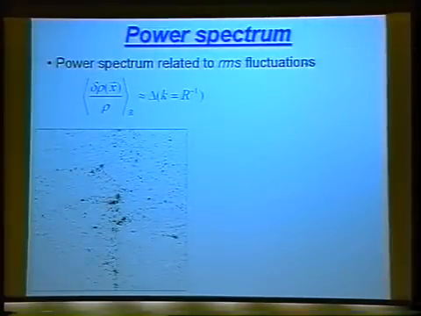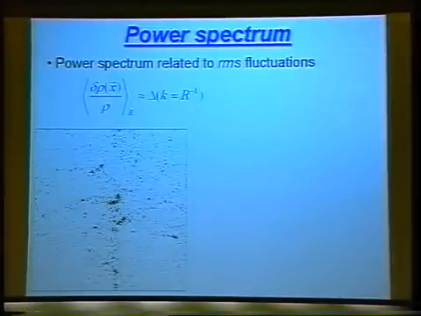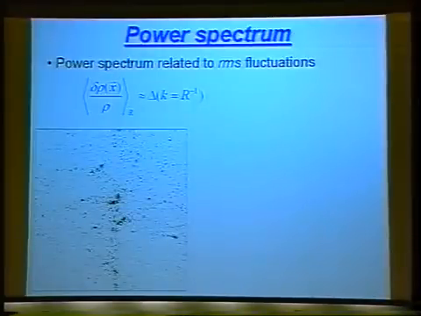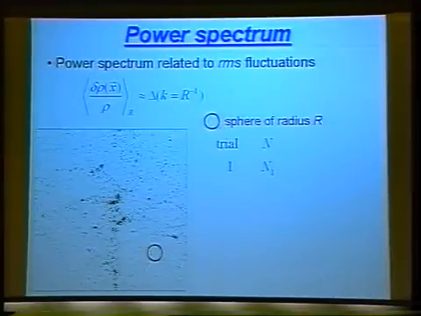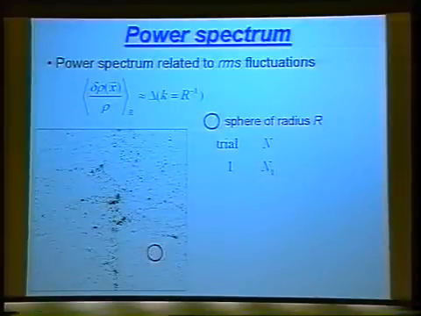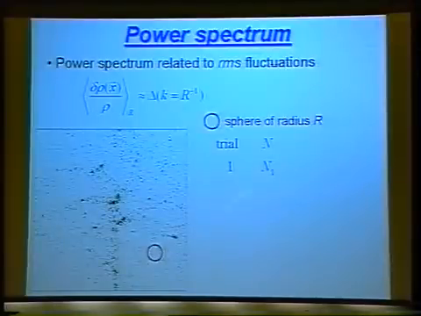Let's say you look through a telescope and you see a distribution of galaxies or a distribution of matter that looks like this. Well, it's a simple procedure. You can, on this little piece of paper, imagine that you have a sphere of radius r and put it down at some random place in the sample. So this would be trial 1, and you would count the number of galaxies or the number of objects within this circle.